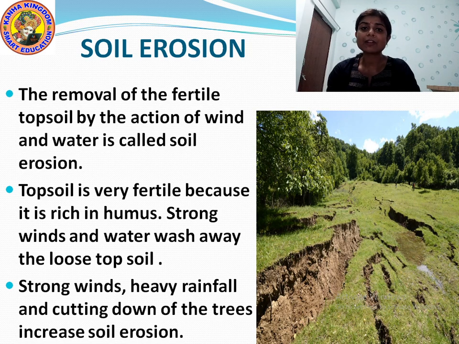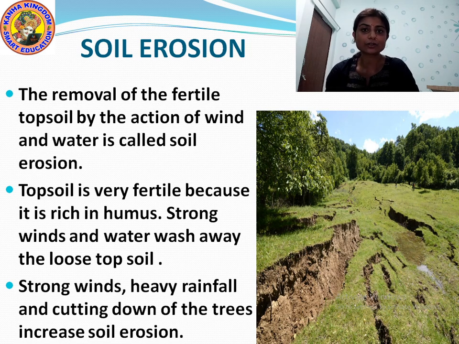And when there is heavy rainfall and strong wind blowing, the soil cannot blow out easily. And when we cut down the trees, the soil becomes loose. And when the soil becomes loose, and there is heavy rainfall and strong wind blowing, the topsoil easily gets eroded by these natural factors, making the soil infertile. This is called soil erosion.